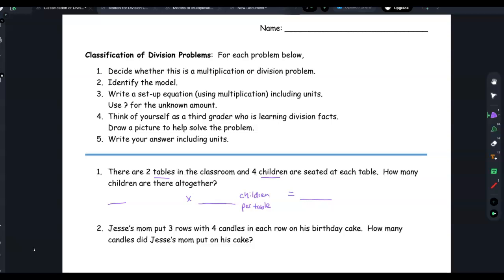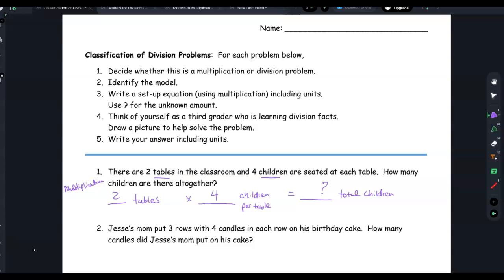So then based on this, what comes after the word per is going to go here, and what comes before that is going to go here. If you want to write the word total, you can. If you don't have to, you could just say children. So in this case, I know that there are 2 tables. I also know that there are 4 children. That's not the total, that is at each table. So that's 4 children per table. And then what it's asking for is how many children there are altogether. So how would I solve this to find the missing value? I'd multiply 2 times 4. So if it wasn't clear before, I would go ahead and say now that this is multiplication.